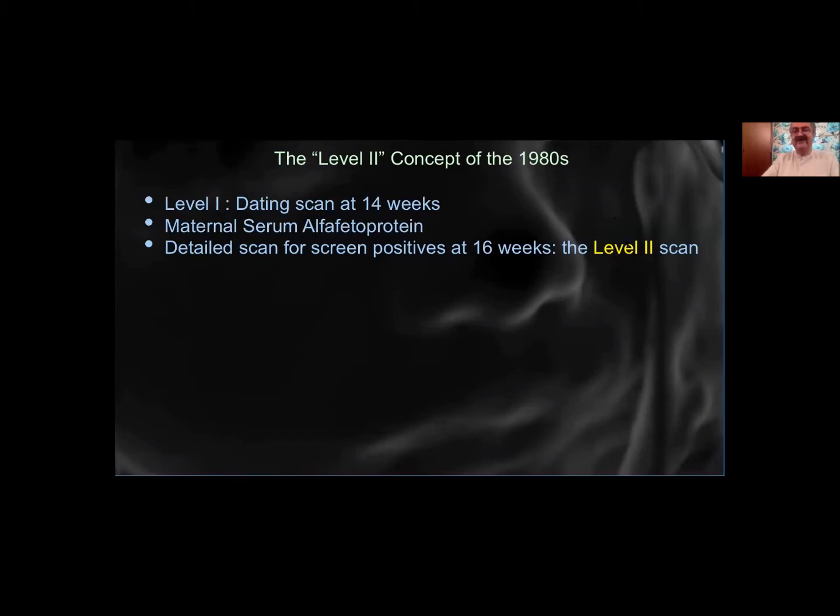This word, unfortunately, has hung around in our vocabulary far more than it should, because truly speaking, the level 2 scan was only for open neural tube defects. It was done at 16 weeks and the detection rate was 60%. We have moved beyond. We have today all the systems under review, so we should no longer call it the level 2 scan. We should call it the mid-trimester anomaly scan or the second trimester anomaly scan. And of course, we look at much more than anomalies.